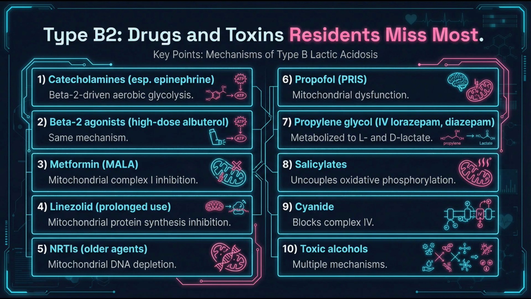MILA you treat with dialysis. MALA you treat the second hit, like the AKI or sepsis. Other type B2 culprits include albuterol, propofol, nucleoside reverse transcriptase inhibitors, cyanide, which blocks complex 4 of the electron transport chain, salicylates, which uncouple oxidative phosphorylation, and toxic alcohols through multiple mechanisms.